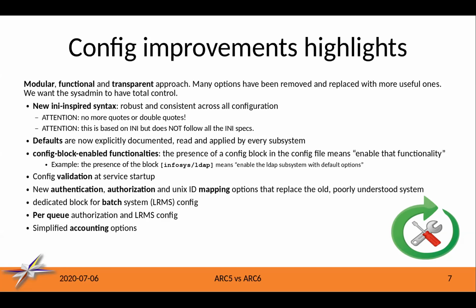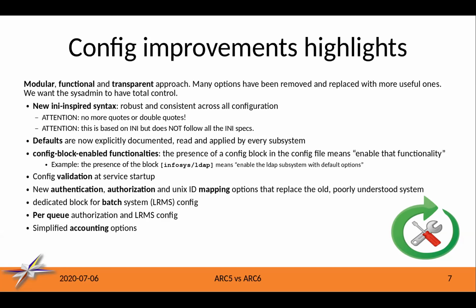We have this approach of config-block-enabled functionalities. That means if you write a config block in the configuration, it means that you as a sysadmin want that functionality to be there and work. And here I made an example. If you want an LDAP subsystem that publishes information, then you add the block infosys/ldap. That means, okay, now I want the LDAP information. And what typically happens is that ARC will pick the default settings for this kind of subsystem, and it will set it up for you. Then you can later change and add other options for customizing it.